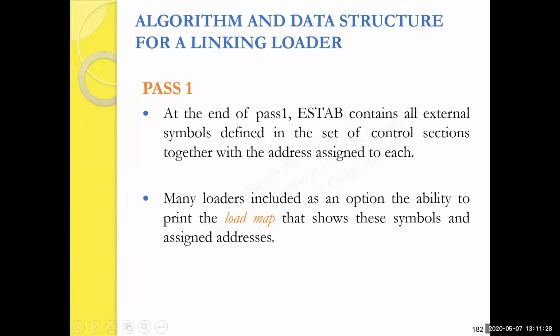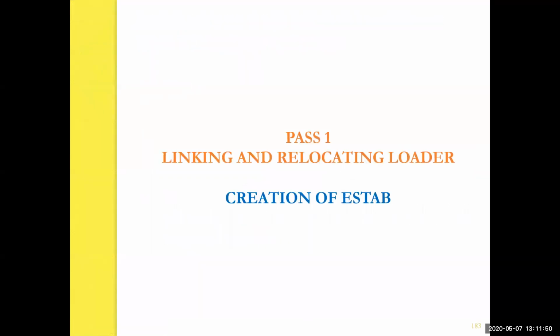By the end of pass 1, the external symbol table contains all external symbols defined in the set of control sections, together with the address assigned to each symbol. Further, loaders include as an option the ability to print what is known as a load map, which shows each of these external symbols along with the assigned addresses.